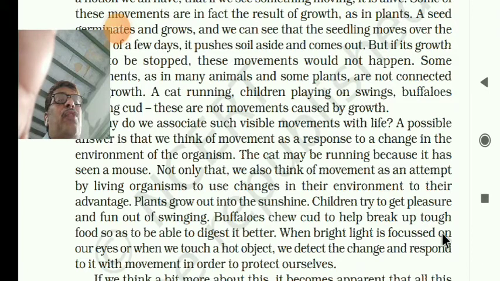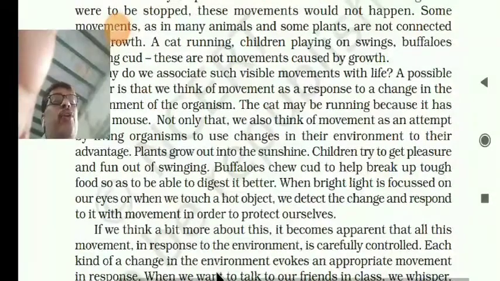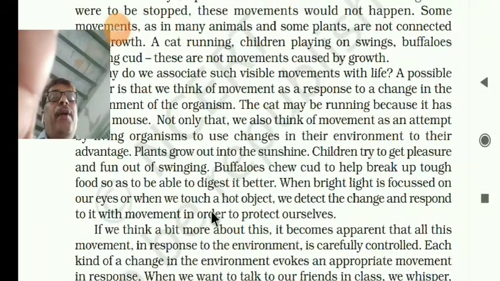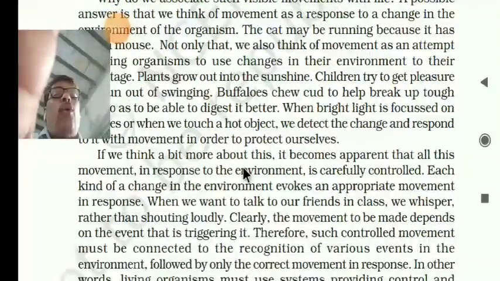When bright light is focused on our eyes, or when we touch a hot object, we detect the change and respond with movement in order to protect ourselves. If we think a bit more about ourselves, it becomes apparent that all this movement in response to the environment is carefully controlled.